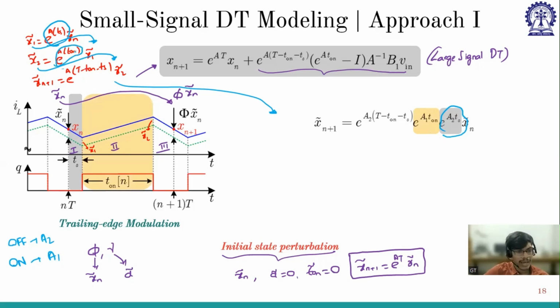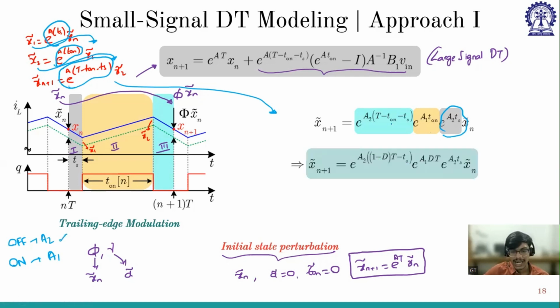So e to the power A1 into t on, right? And then the third region corresponds to A into (Ts minus t on). Again, this is the off region, so the A2 matrix, but in a buck converter both are the same. So e to the power A. Here t on is D times Ts, right? By substituting this, we will get this expression. This is only due to the initial state perturbation. So we have defined xn plus 1 perturb as phi into xn perturb. What is phi? This term is phi, right? This entire term is my phi.